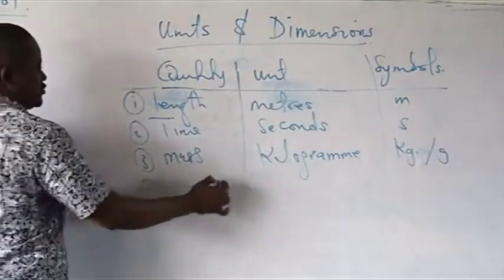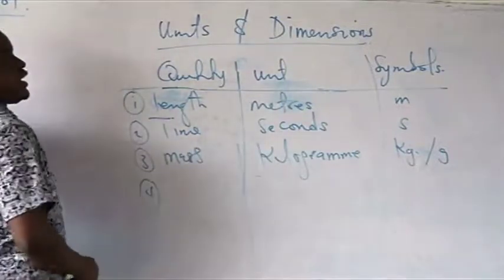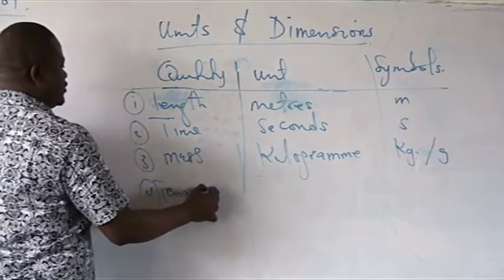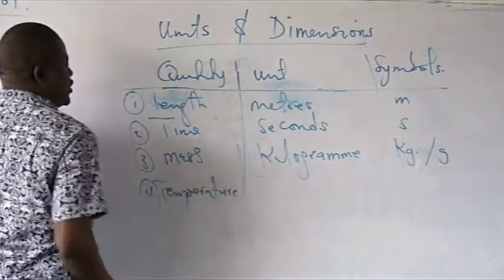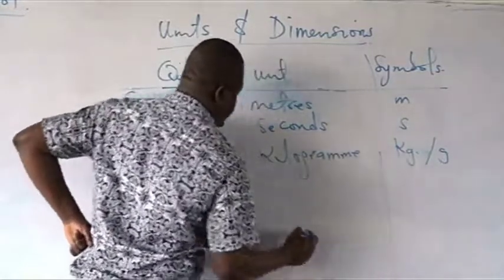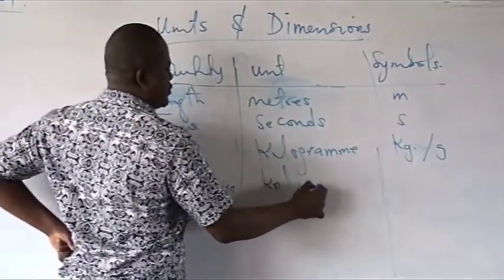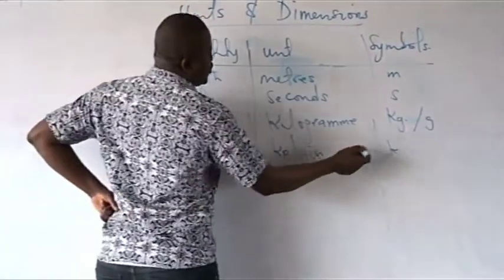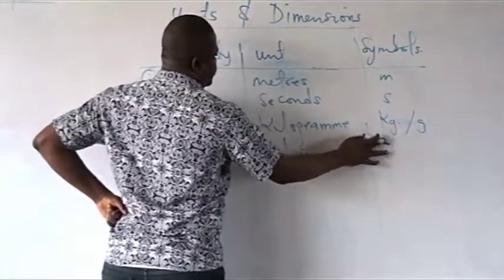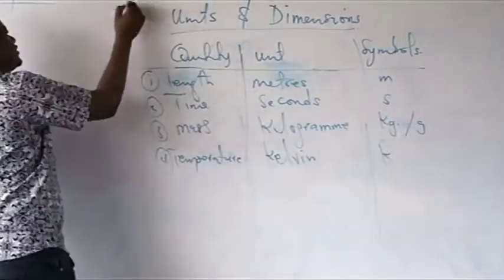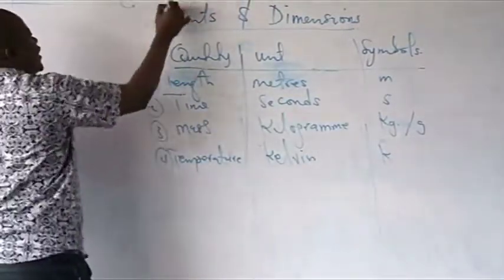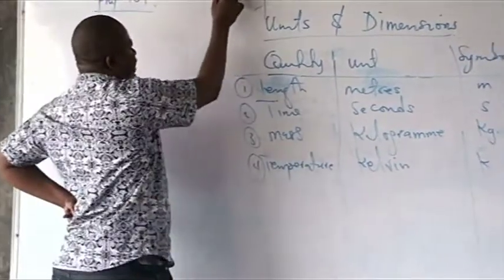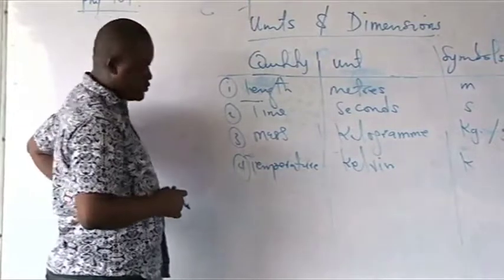The fourth one, we have something called temperature. It's measured in Kelvin. And that is K. Please don't forget Kelvin does not have a degree sign at the top. It's just Kelvin. But if it is centigrade, there is a 0 there. If it is Fahrenheit, there is a 0 there. We will call it degrees. That tiny 0 is a degree. Are you getting that now?